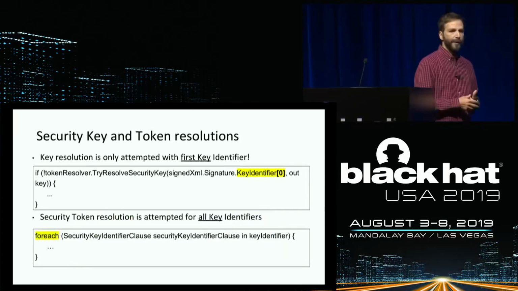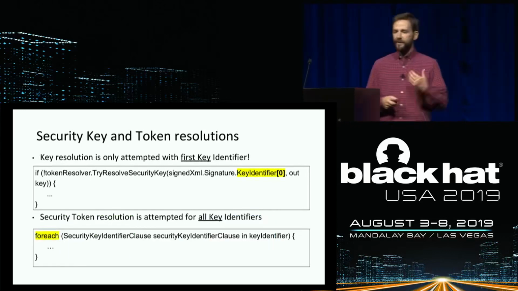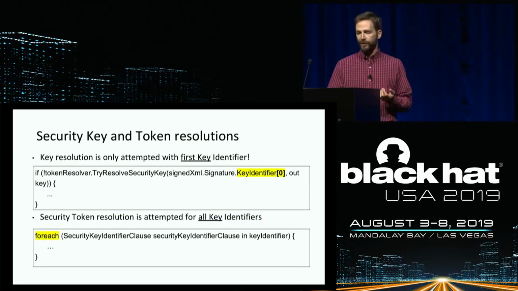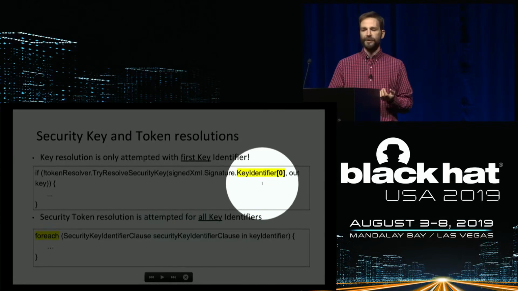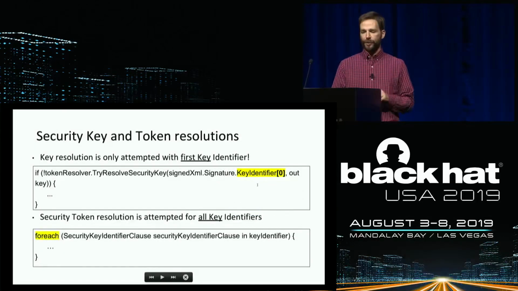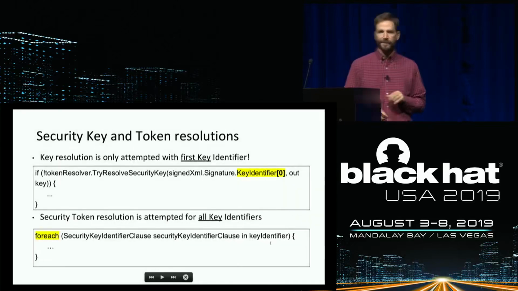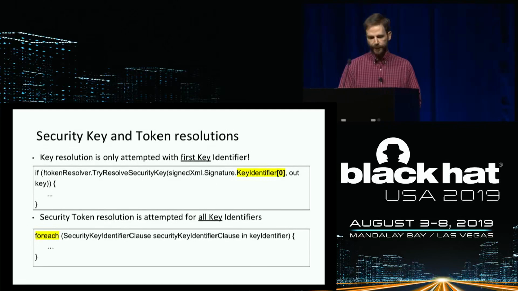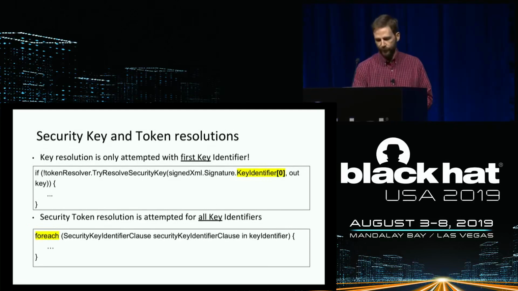So WIF uses a different set of resolvers. But what's interesting in WIF is that for key resolution, it will only try to resolve the first element in the key info section. But for token resolution, it will try to iterate through all the different elements in the key info section. So we can abuse that by providing a key that is supported by the key resolver, but not by the token resolver.